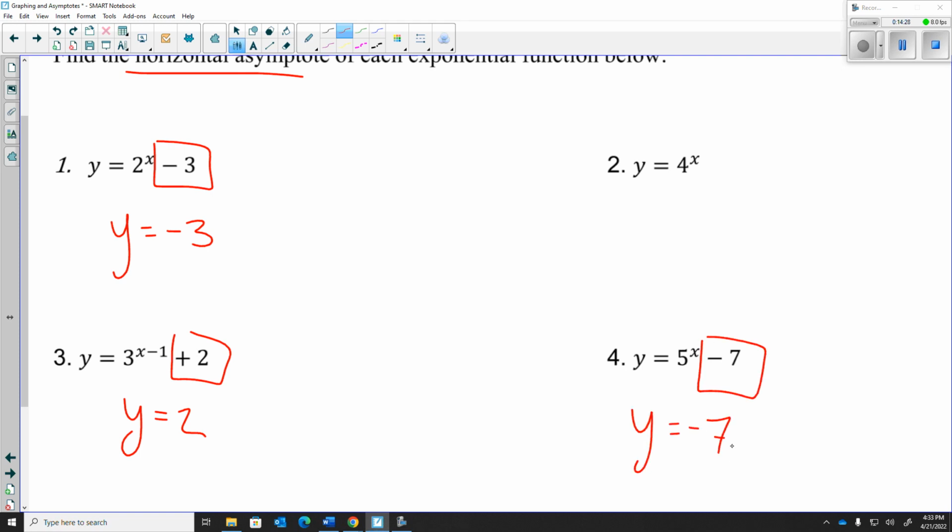What about number 2? Well, there is no vertical shift. If there is no vertical shift, it still has an asymptote, and maybe you have a sense of what it is. It's just 0. There is no vertical shift, so the asymptote in this case is just y equals 0.